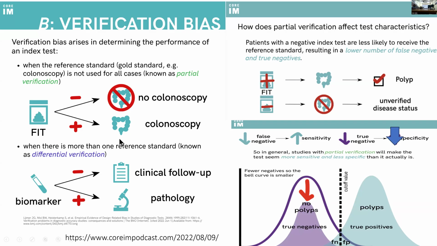So if there's a bias because of partial verification, test sensitivity will go up, but specificity will come down.